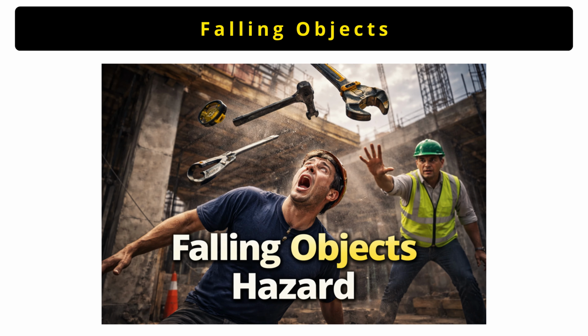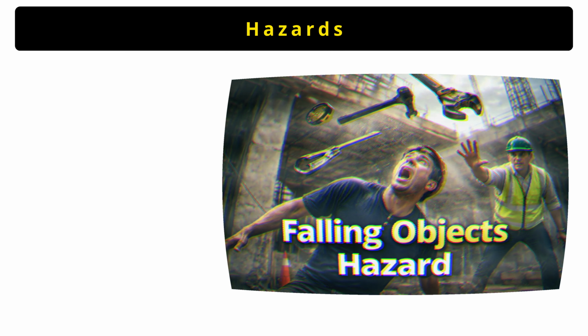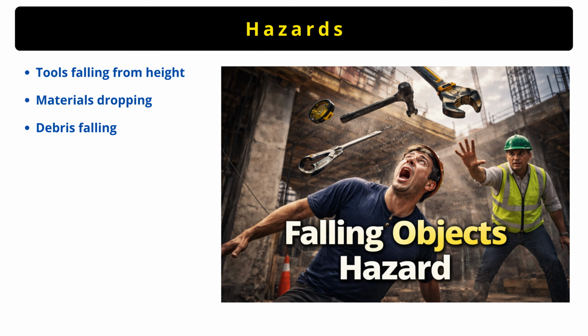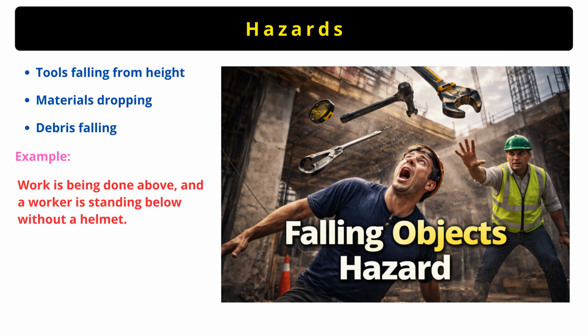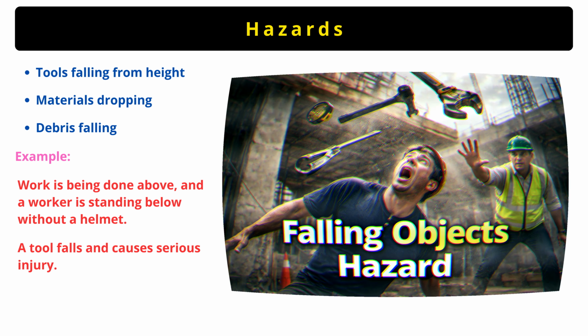Now let's move to the next topic, which is falling objects. When work is happening at height, there is always a risk of falling objects. This includes tools falling, materials falling, or debris falling. Let's understand with an example. Work is happening at height and the worker is standing below without wearing a helmet. Suddenly a tool falls from above and hits the worker, causing injury. This is an example of a falling object hazard.